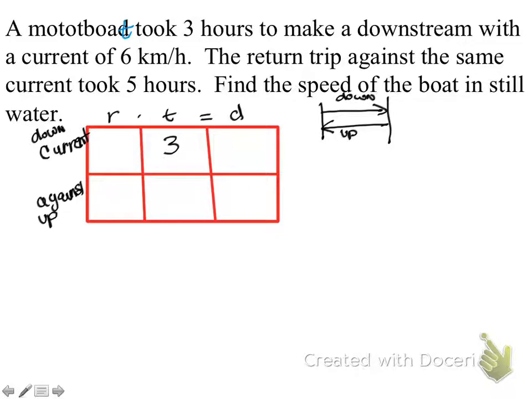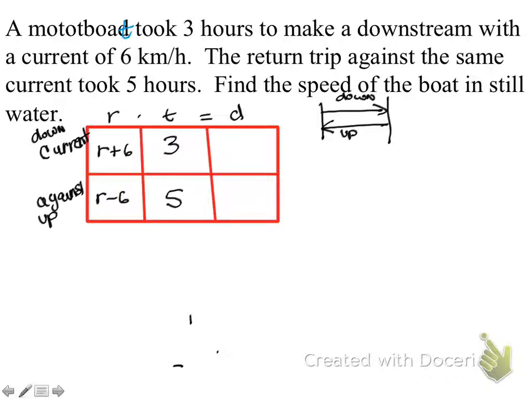Michelle, loud so the room can hear. R plus 6. R plus 6. And then the return trip against the same current took 5 hours. What is the rate against it going to be? R minus 6. And the time here is going to be 5 hours. Find the speed of the boat in still water.